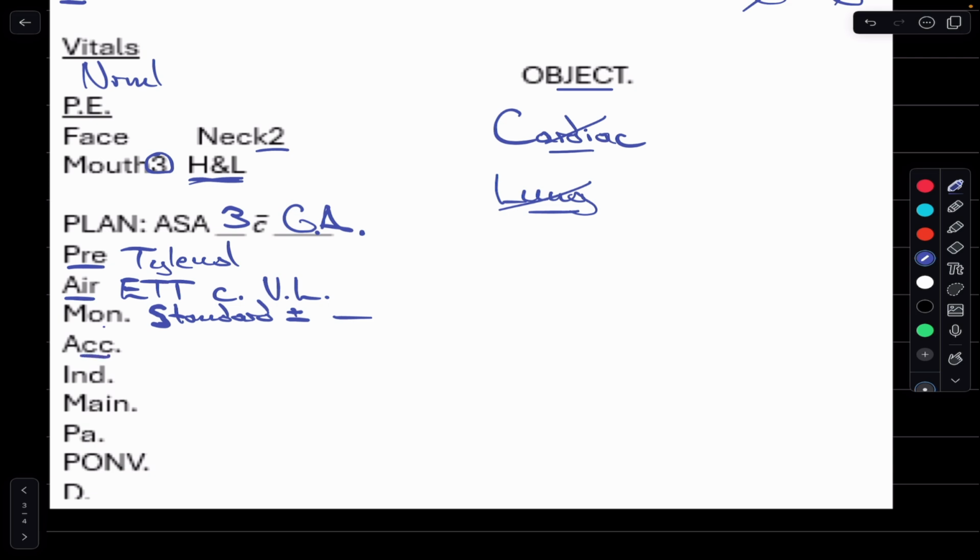This stands for access. So if you're doing a robotic case, that's a time where you'll always have two peripheral IVs. For this case, it's not robotic, so we'll just say one peripheral IV.